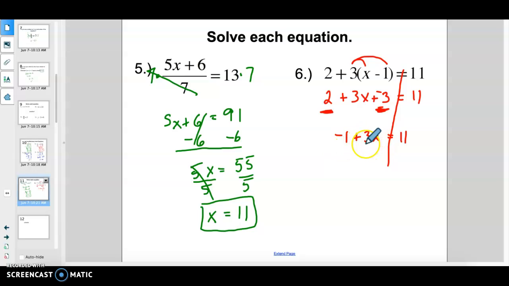Now I'm still trying to get x by itself, so I don't want to deal with a 3 until I get rid of this negative 1. It's a negative 1, so to get rid of it I would add 1, because negative 1 plus 1 is 0. So we're left with 3x equals 12. Divide by 3, and we've got x equals 4.